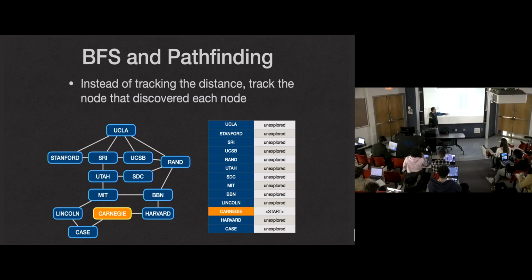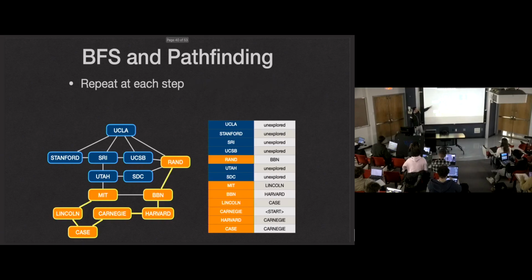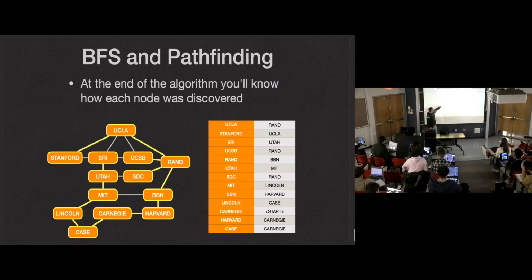We're going to keep track, instead of the distance values as integers, of which node was used to discover each node, with a special marker to indicate our starting node. And then each node, Harvard and Case, were discovered by Carnegie, and so forth. Every node is going to remember which node discovered it. Which node were we exploring the neighbors of when we found that node for the first time? If we run the whole algorithm, I won't go through every single step again, but this is what we'll end up with: all the data, the node that discovered each node.